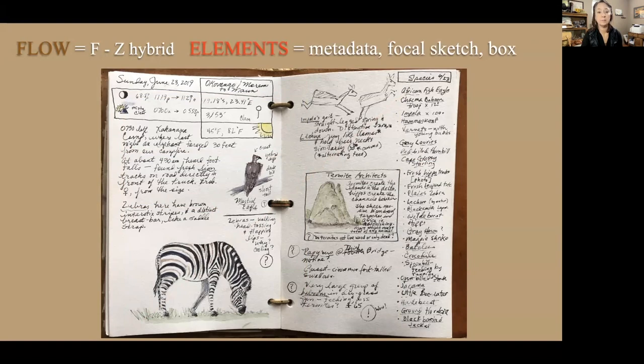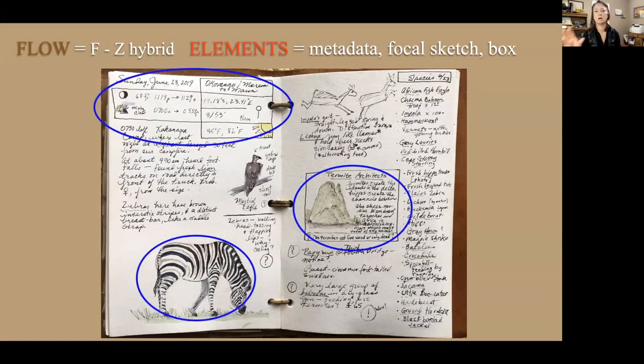So the elements are my metadata boxes, the bigger sketch, the focal sketch, and then the box, the little accent sketch. Those were the main elements. Heavier weight. You could also say maybe the impala too, but they tend to go into the background because the color is on the other ones.